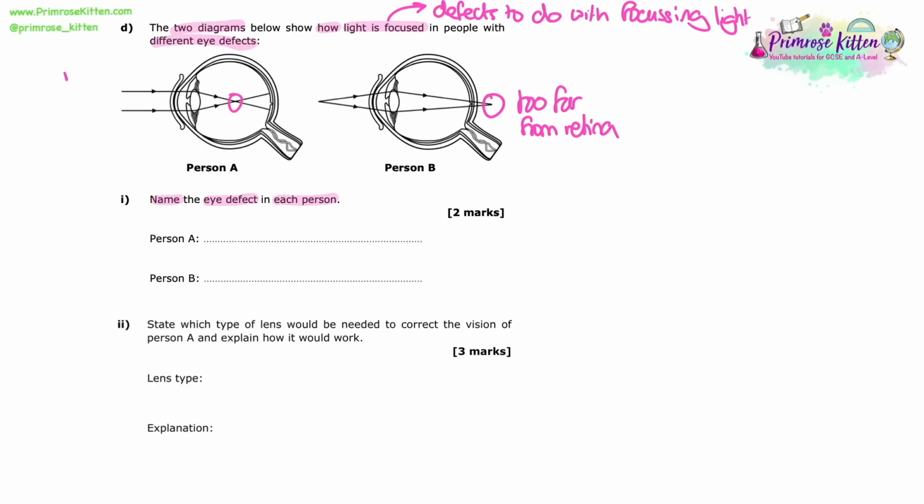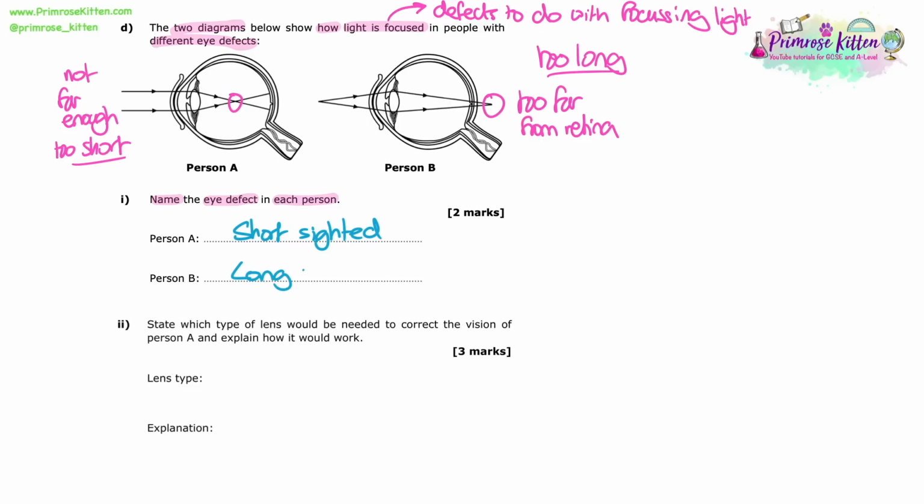In person B, the light's being focused too far from the retina, so far away past the retina. And in person A, it's not far enough, or it's too short. So too long, the distance is too long in person B, and too short in person A, and that's how I remember whether it's long-sighted or short-sighted. So too short, it doesn't quite meet the retina, that means that person is short-sighted, and too long past the retina, that means that person is long-sighted.